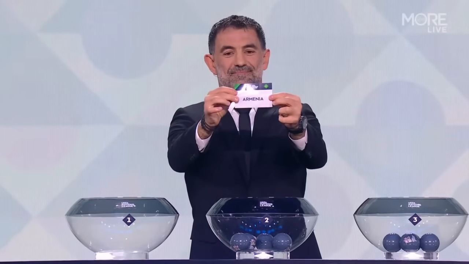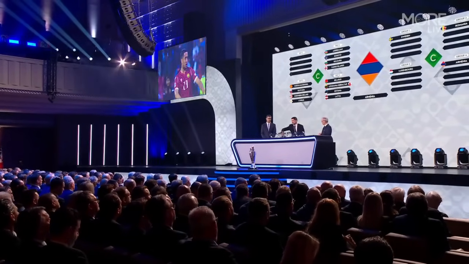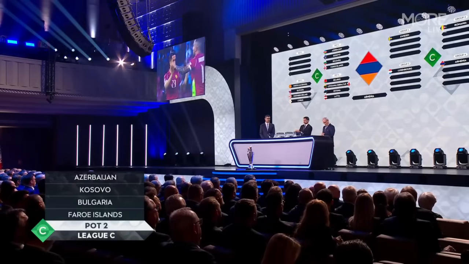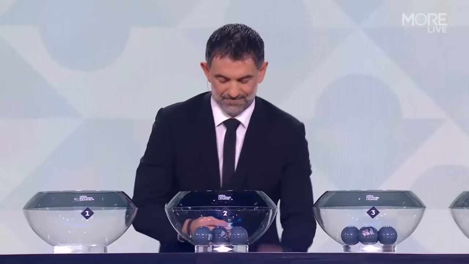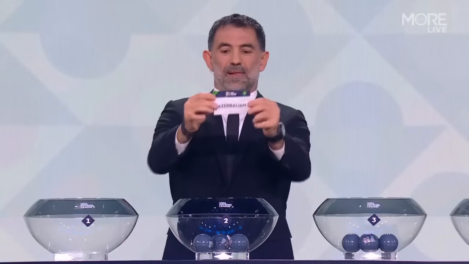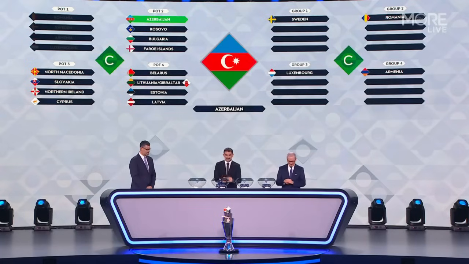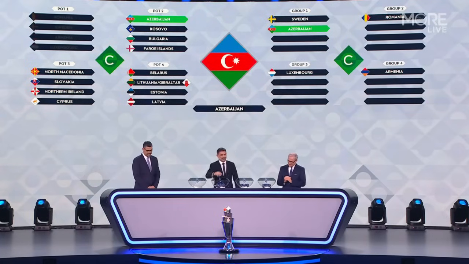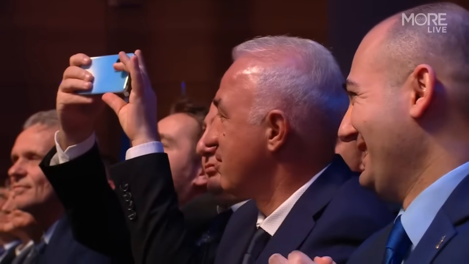Armenia. And finally, we have Armenia joining Group C4. Group winners last time they were in League C, Armenia. They restart from Group C4. And we now start putting teams against each other, starting with Group C1. Azerbaijan. Azerbaijan will face Sweden in C1. So for Azerbaijan, it's the third successive time they are in League C, this time opposed to Sweden.